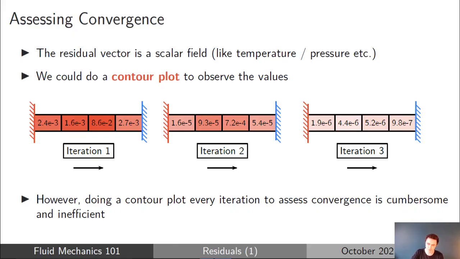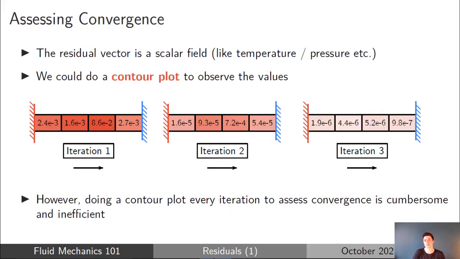Now, the first thing which is really important to remember, and is part of the physical understanding of this talk that I hope you get, is that the residual vector itself is a scalar field. So it has a single value in every cell in the mesh, and you can think of this much like you do with other variables like temperature or velocity or pressure. In the same way that you could plot the variation of temperature throughout the domain, you could also plot the variation of the residual vector throughout the domain.